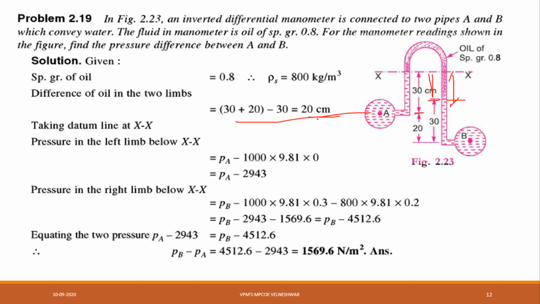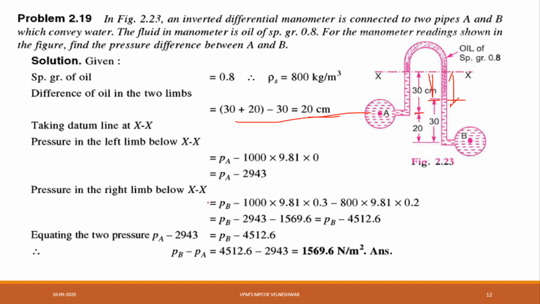Now taking the datum line A at XX. Now the pressure in the left limb XX, what is the formula? PA minus rho g h. Here, if you see, at XX below there is no height. Sorry, here also there is a printing mistake. Actually here that is 0.3. So here I am getting the value as PA minus 2943. Okay.